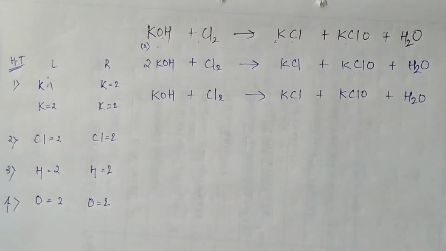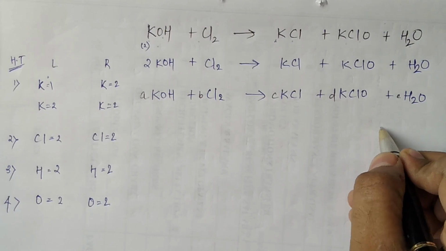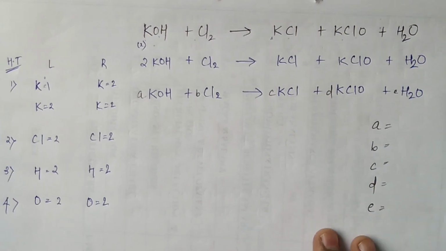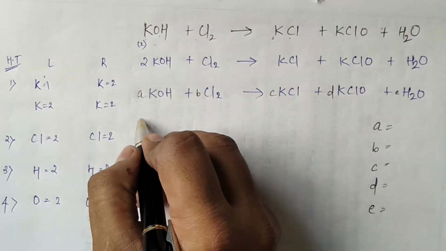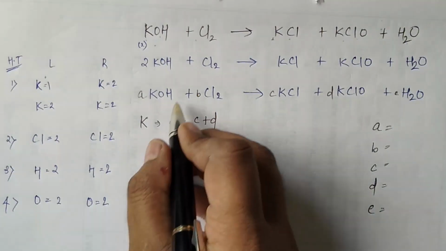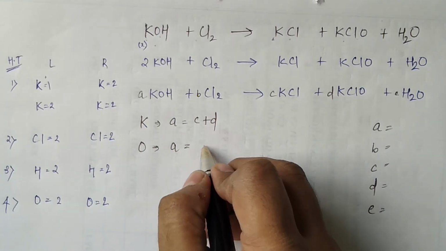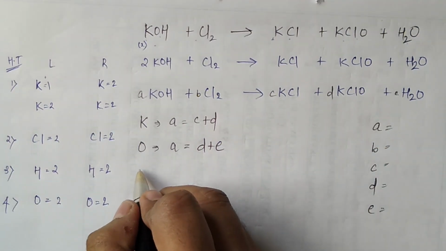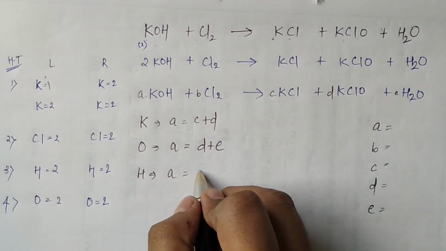Okay, now apply the coefficients A, B, C, D and E and put them over here like this. If you put it like this, now for potassium, A is equal to C plus D. For oxygen, A is equal to D plus E. Here you can find D and here you can find E. Then for hydrogen you have A is equal to 2E.